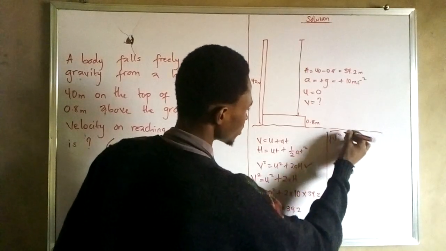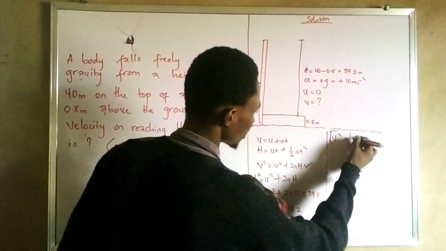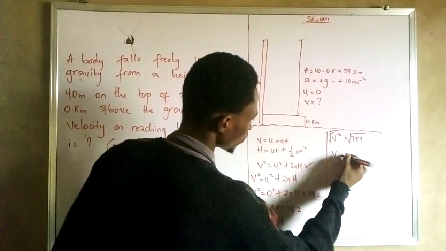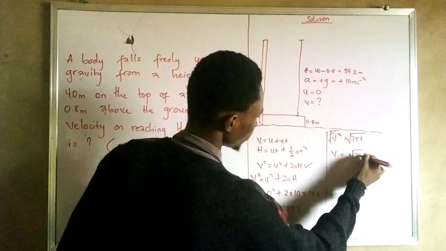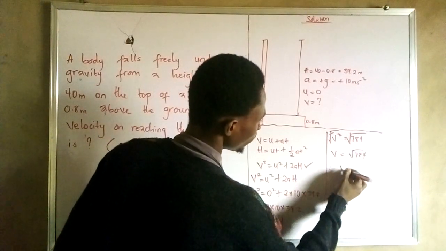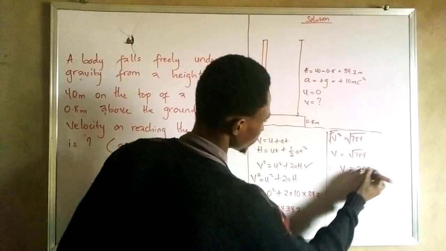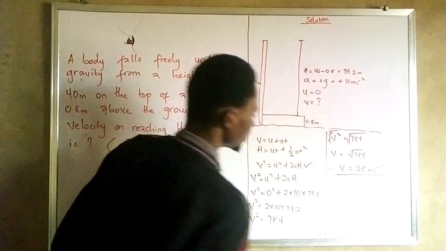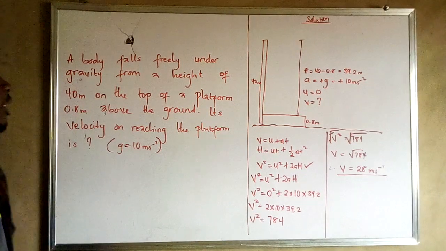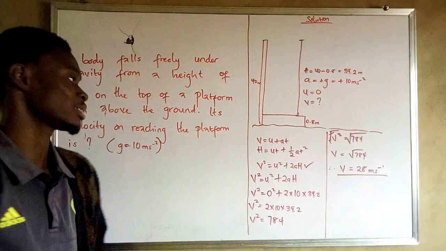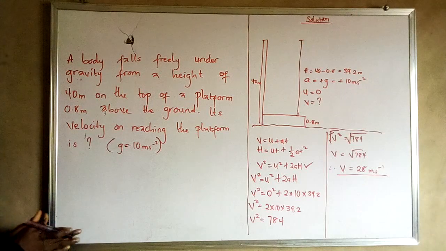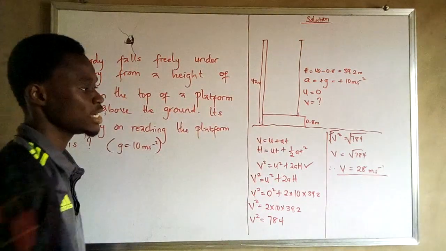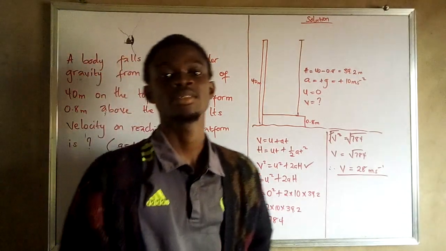By taking the square root of both sides, the square cancels out, so we are having v is equal to the square root of 784. Therefore, v is equal to 28 meters per second. So the final value of the velocity is 28 meters per second. So the velocity on reaching the platform, from this height to this point, is 28 meters per second.